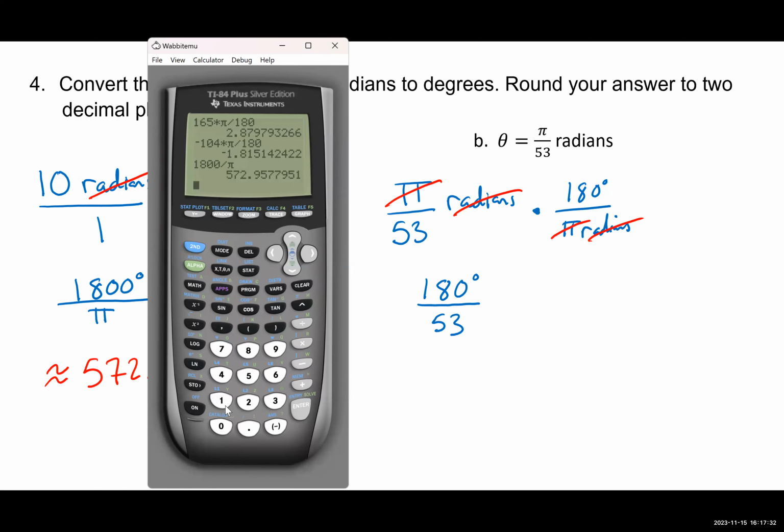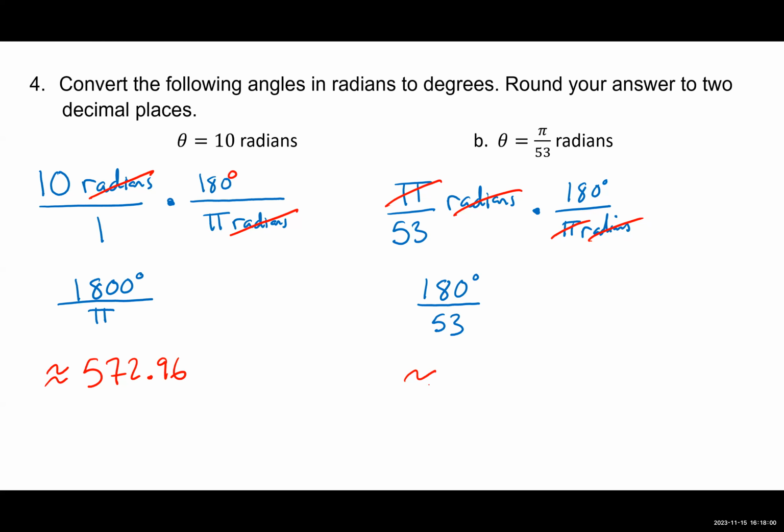So again, it's a job for the calculator. 180 divided by 53, rounded to 2 decimal places. 3.396, so it looks like about 3.40. 3.40. Right, this is degrees.